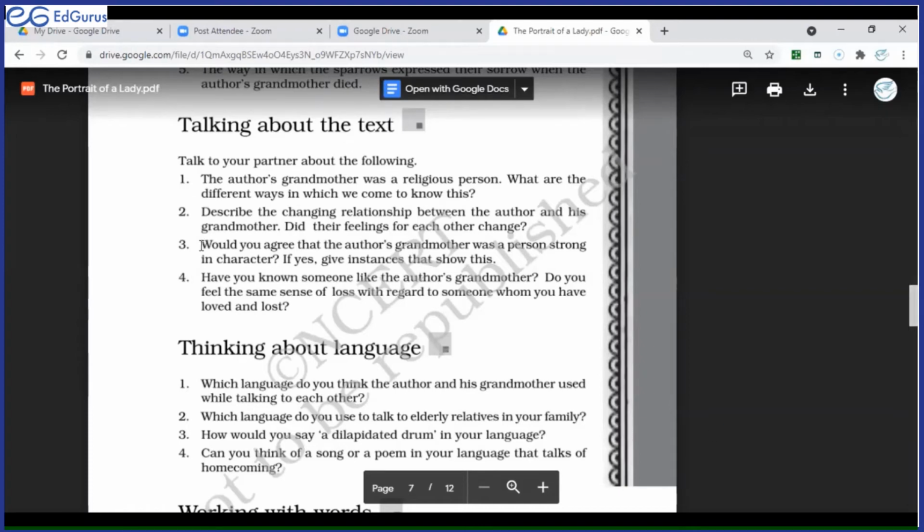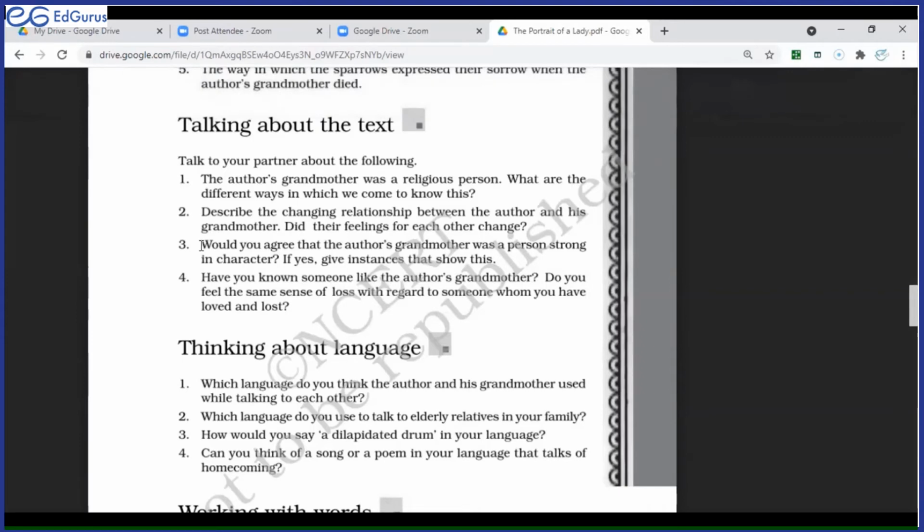Now the third question is, would you agree that the author's grandmother was a person strong in character? If yes, give instances that show this. Of course, yes, definitely. The author's grandmother was a very strong person. How do we say that she was a strong person in character? She was a very strong person because she had strong beliefs.